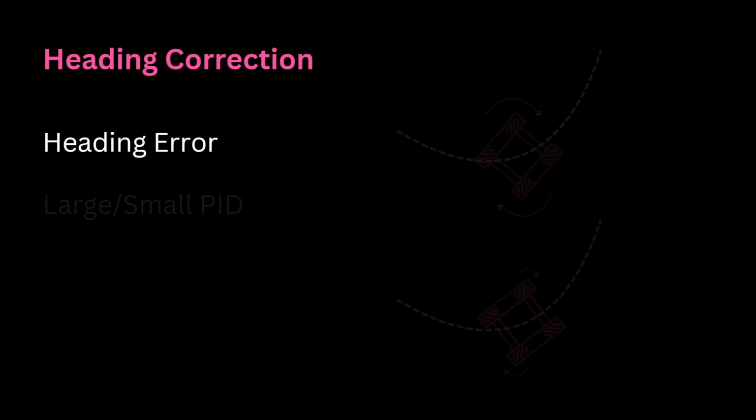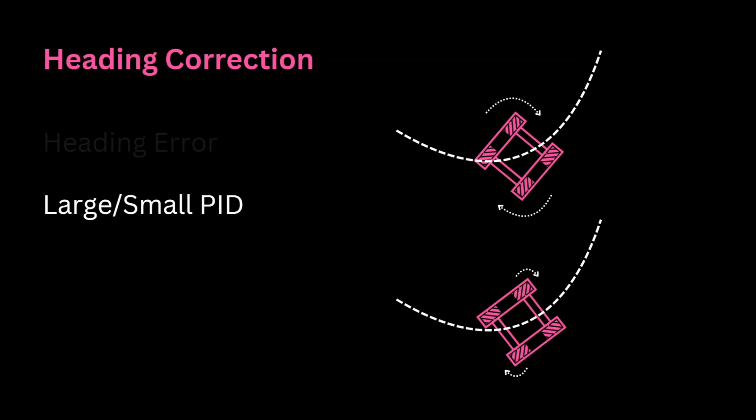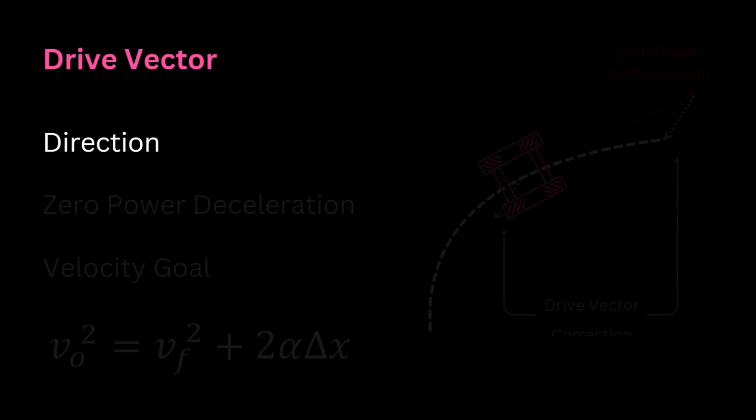Moving into the heading correction, this operates very similarly to the translational correction, except instead of translational error, it uses heading error, which is just how far off of our target heading that the robot is facing. Like the translational correction, we also have a large and a small PID for the heading correction, for the same reasons as stated before.